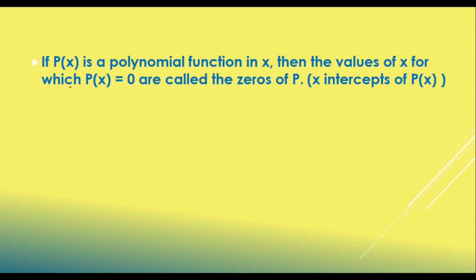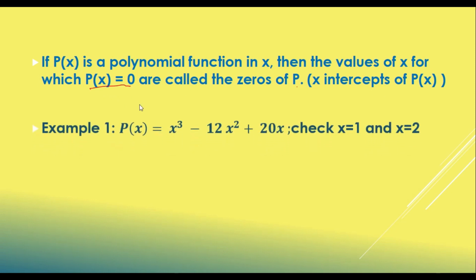If p of x is a polynomial function in x, then the values of x for which p of x is 0 are called the zeros of p. It means we are finding the x-intercepts of the function p of x. An example has been given here.